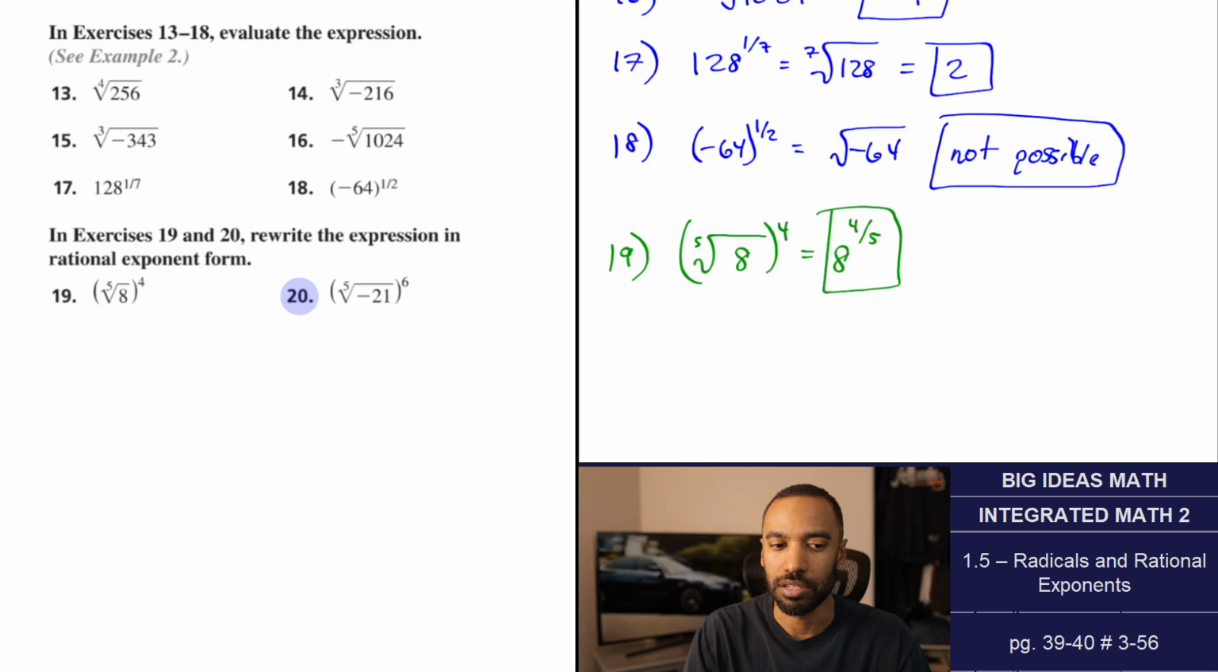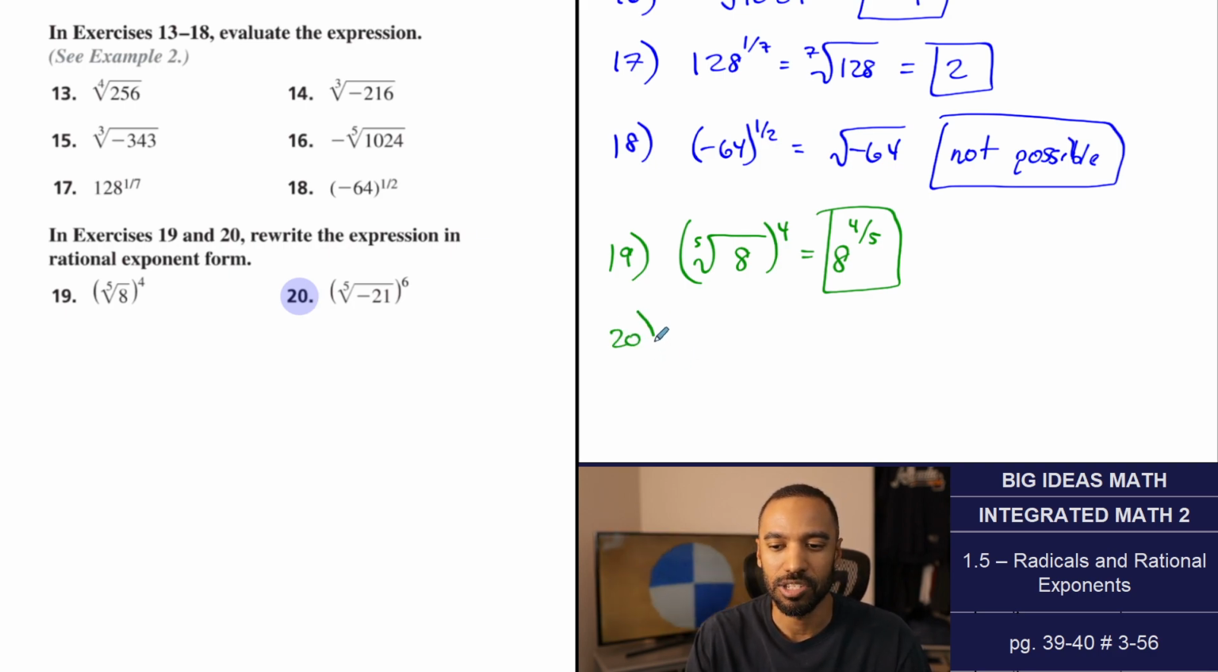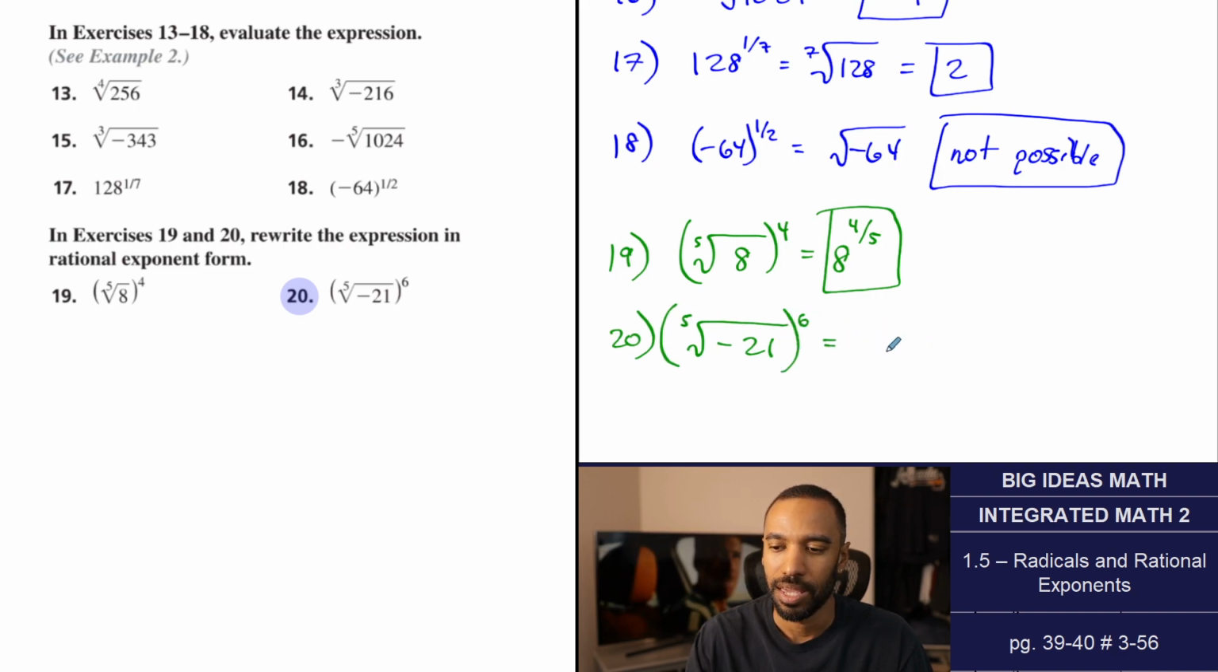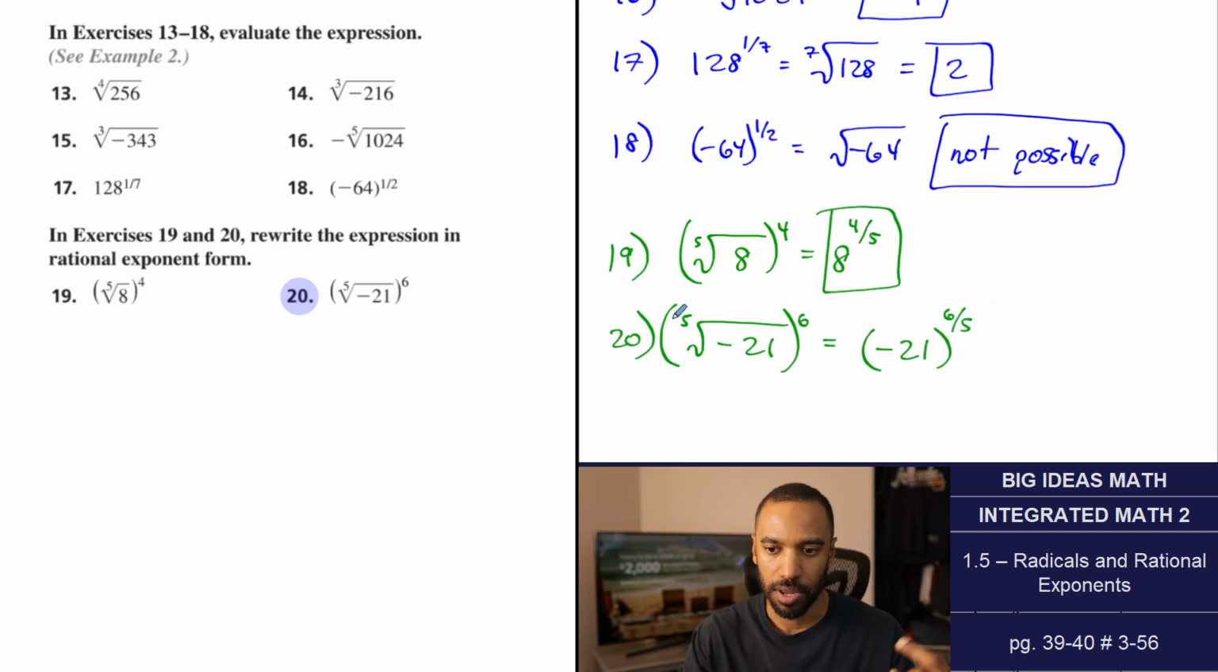So these are kind of the best practice problems. Not the best, but they are nice must-dos to make sure that you are just aware of what's going on with it. So the 5th root of negative 21 to the 6th power is negative 21 in parentheses to the 6/5 power. The power is the numerator, the root is the denominator.